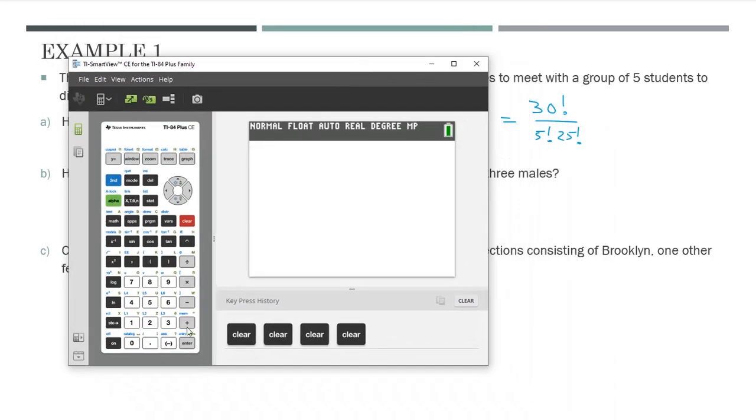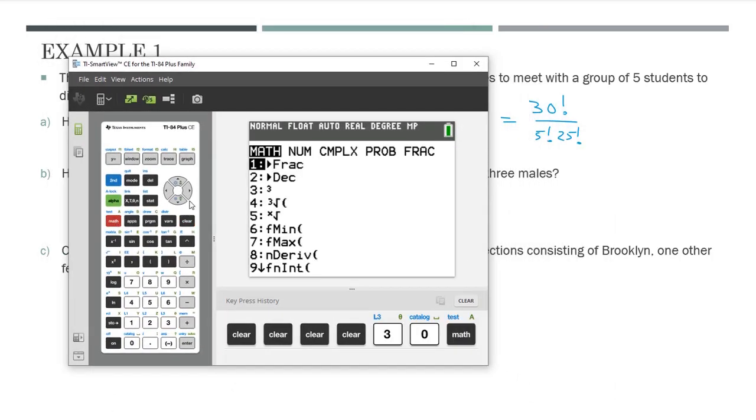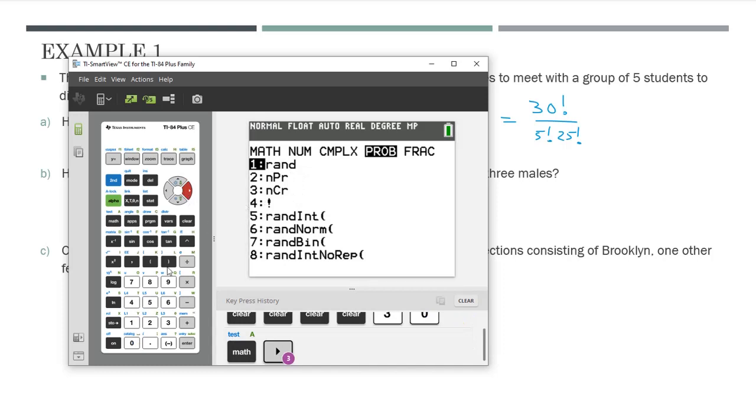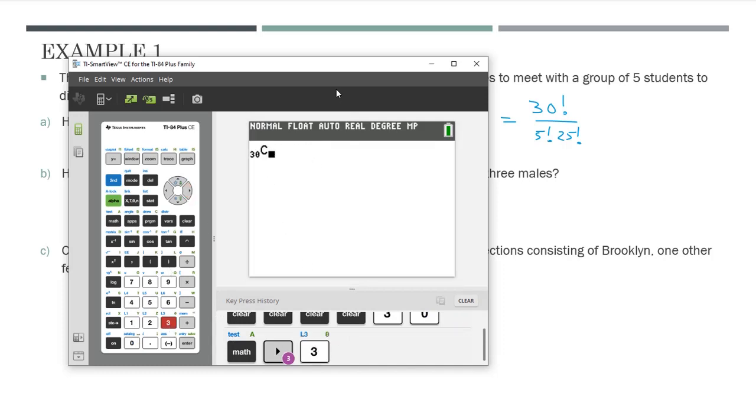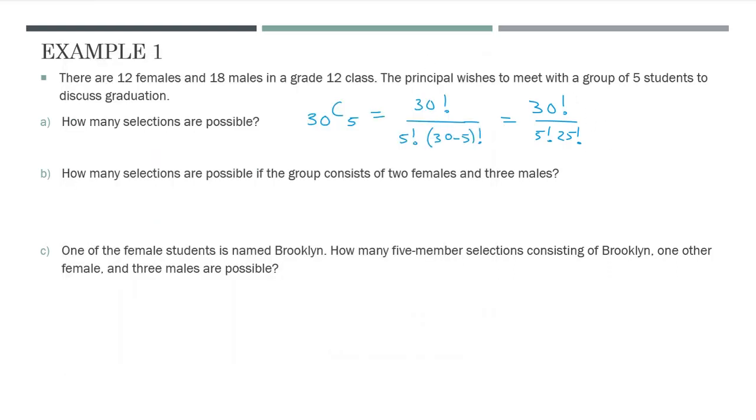So we had 30, and then math. It's under probability, and then number 3. So that's our combination, and we're picking 5 people. Okay, hit enter, and we get 142,506. So that's how many different groupings we could have. There's a lot of different possibilities there.